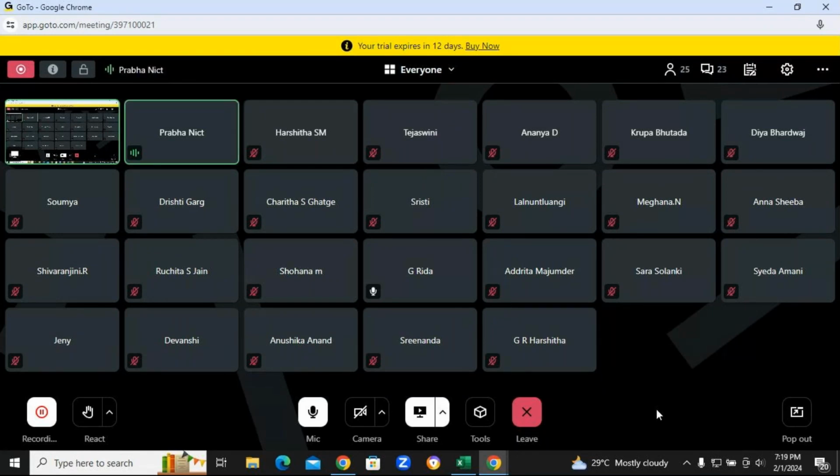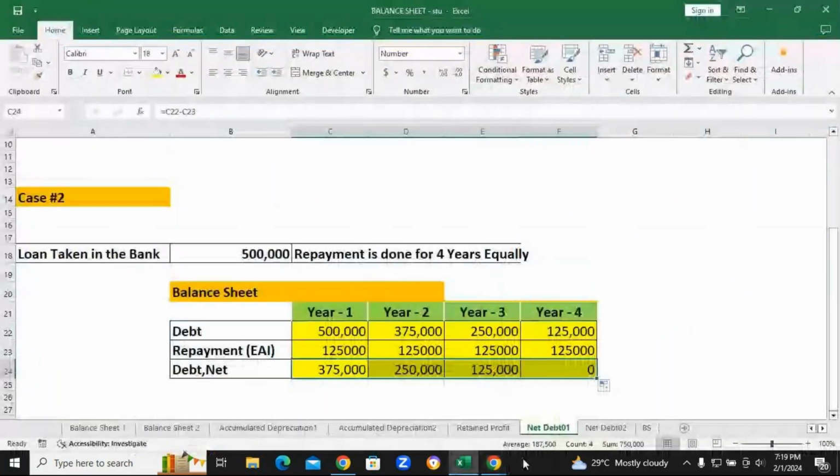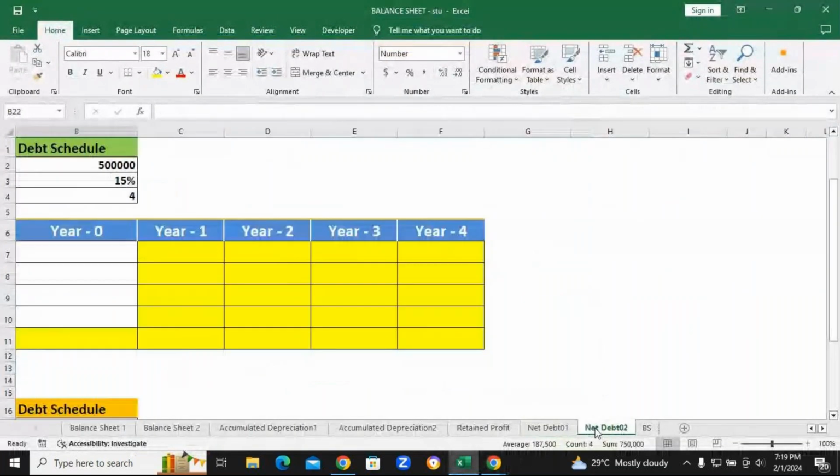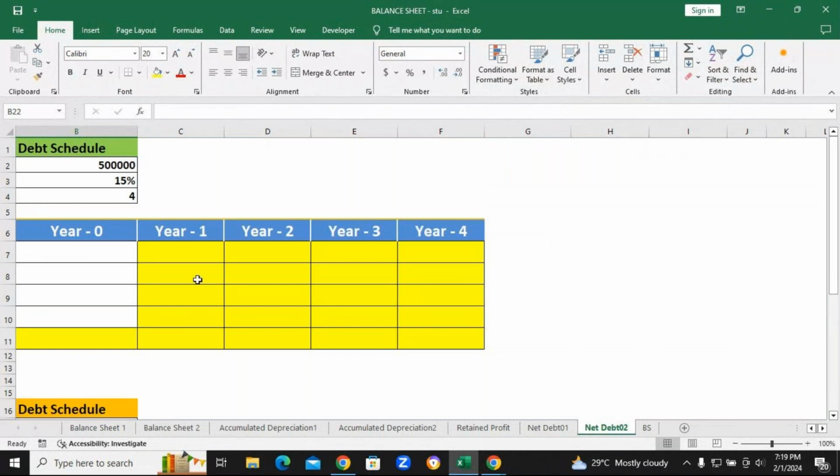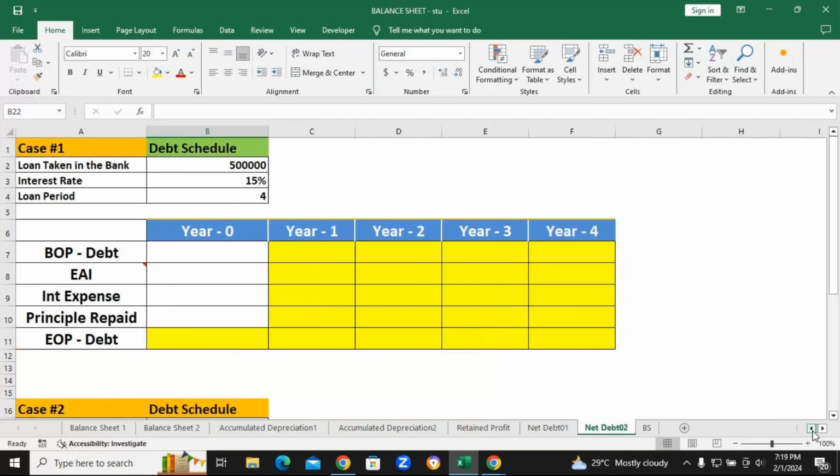Okay, so most of them have understood. So let's go to the next one, net debt 2. Hope you people have opened this. So now case 1, the debt schedule they have given.